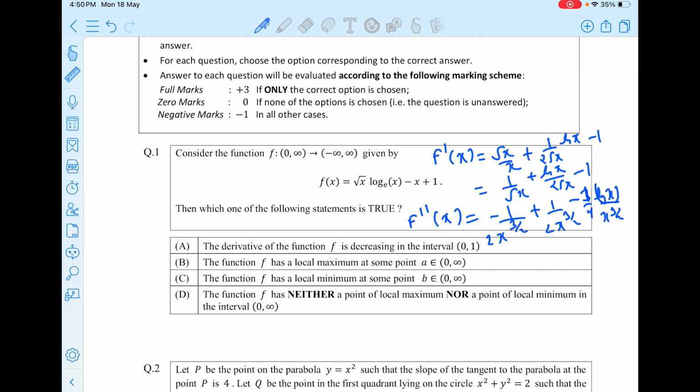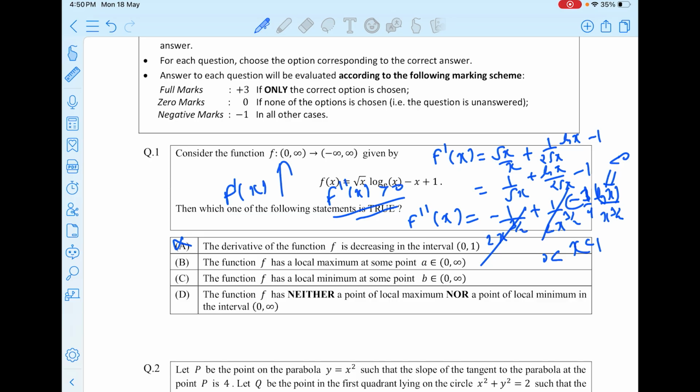So see, when you take x between 0 to 1, this quantity cancelled. When x is 0 to 1, this is negative, one more negative, so f double dash x is positive. F double dash x is positive means f dash x is which type of function? F dash x is an increasing function, so option A becomes wrong. Now option B, whether f has local maxima, local minima, that they are asking.